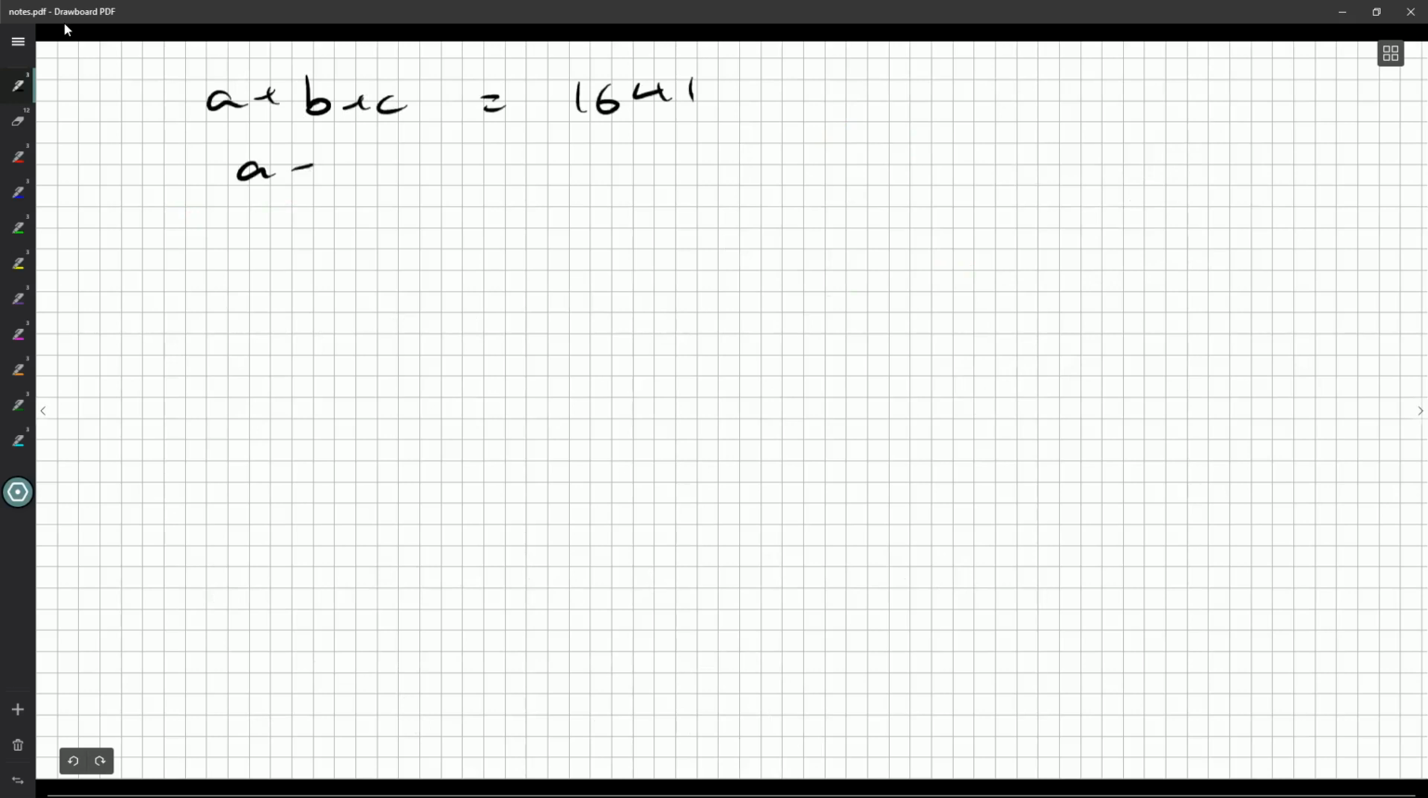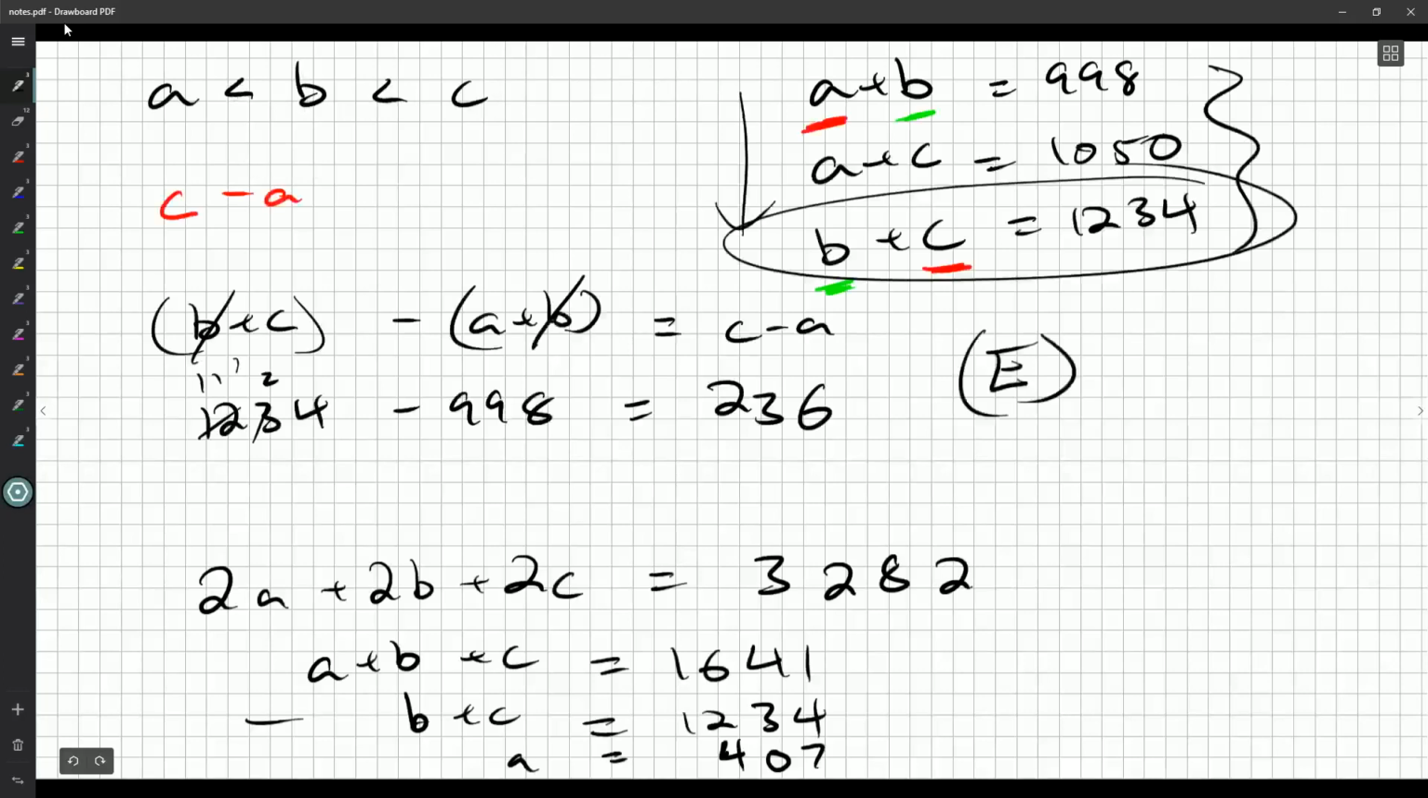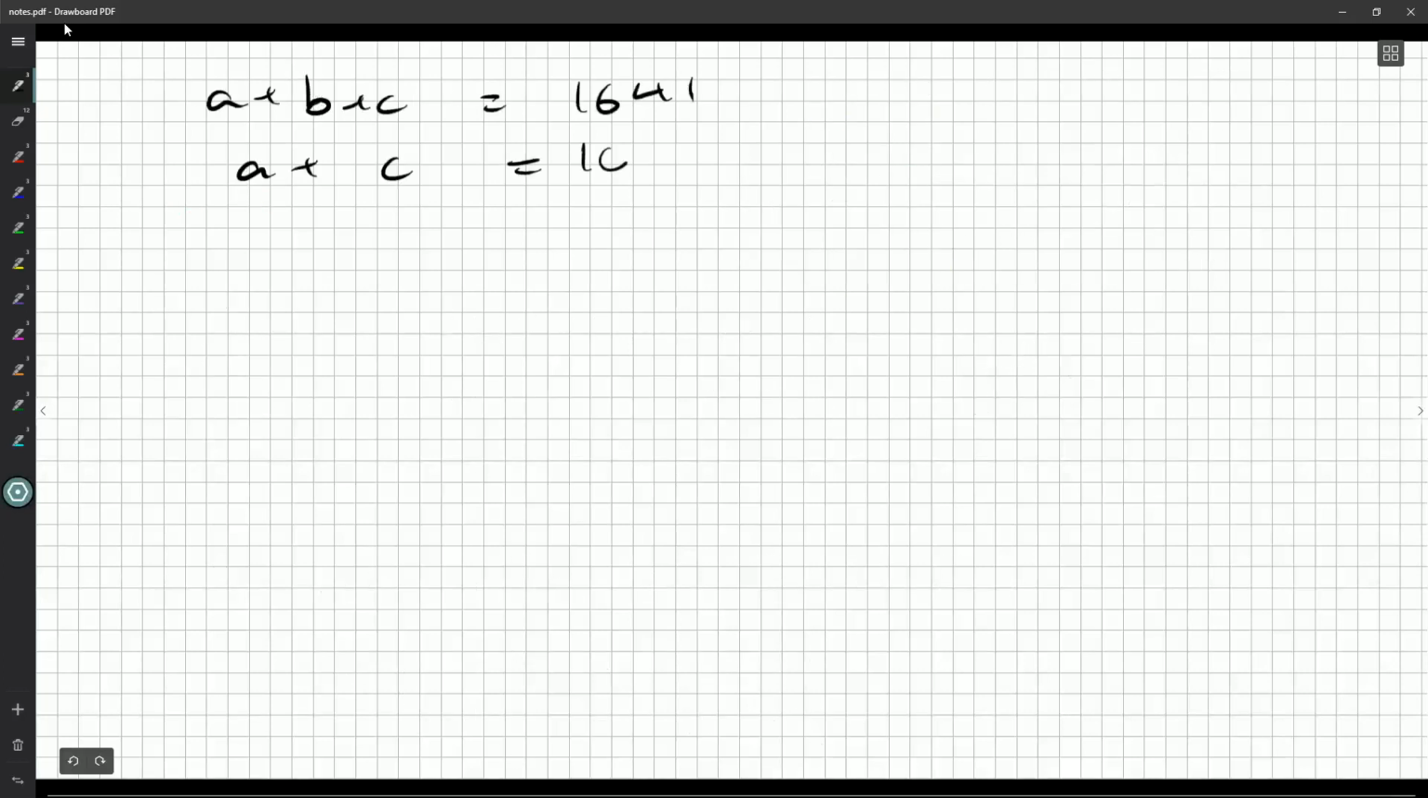So 1641, if I want to get rid of everything except B, I'll use A plus C, which is 1050. And that'll leave me with B over here. And we'll get 591. I don't know why I'm not talking properly today.